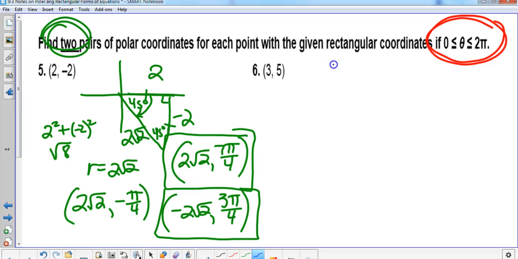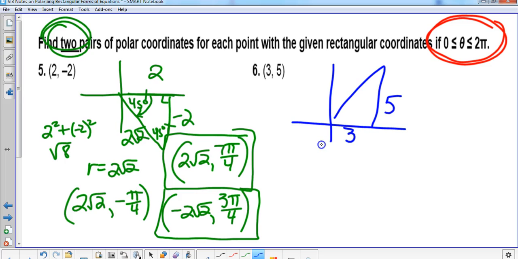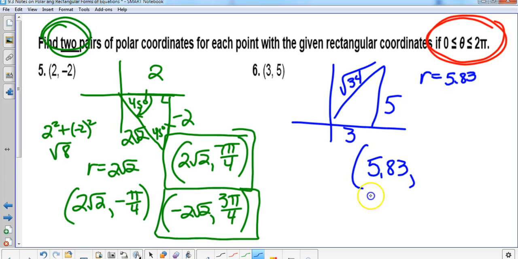Is this one going to turn out nice? Positive 3, positive 5. Is that going to be anything on my unit circle? Nope. If I do Pythagorean theorem, I get 25 and 9 is 34. Okay. I'm just going to go ahead and use a decimal because the other answer is going to be decimals anyway. Square root of 34, 5.83. Anybody getting that? Okay. So I need 2 points, 5.83 comma something, and another one with a 5.83. We may need to make it negative though.